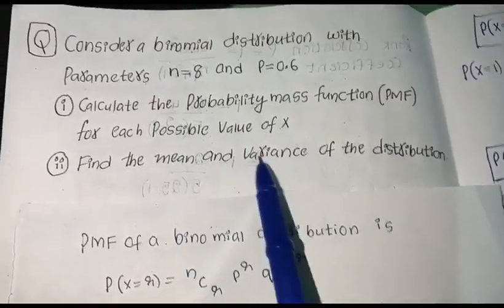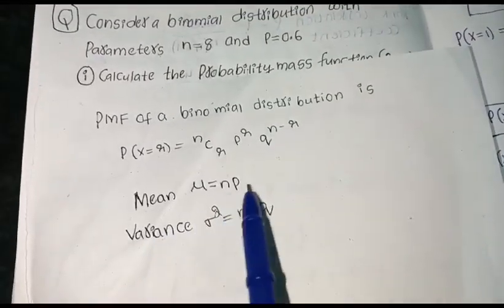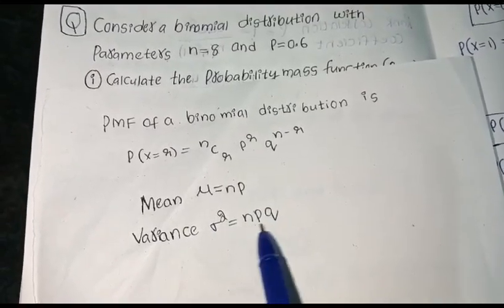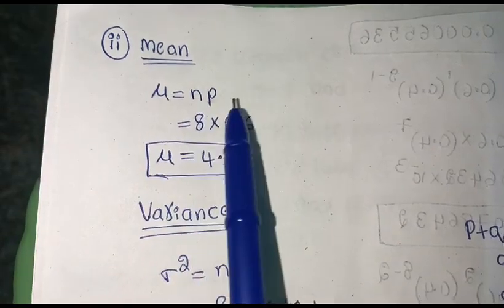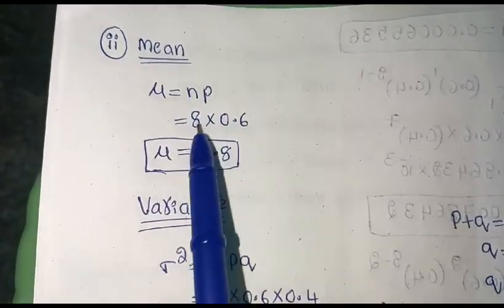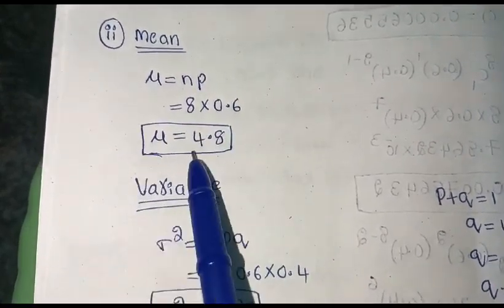To calculate mean and variance, when two parameters are given, we have the formulas: mean mu is equal to np and variance sigma squared is equal to npq. We know the formula for mean, which is mu is equal to n into p. In the question, they gave n value as 8 and p value as 0.6. If we multiply 8 into 0.6, then mu is equal to 4.8.